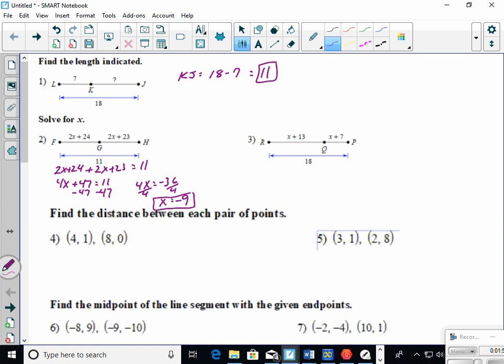same idea. So adding the RQ and QP together, x plus 13 plus x plus 7 is going to equal 18. Combine like terms, we get 2x plus 20 equals 18. Subtract the 20 from both sides, gives us 2x equals 2. Divide by 2, and x is going to equal 1.